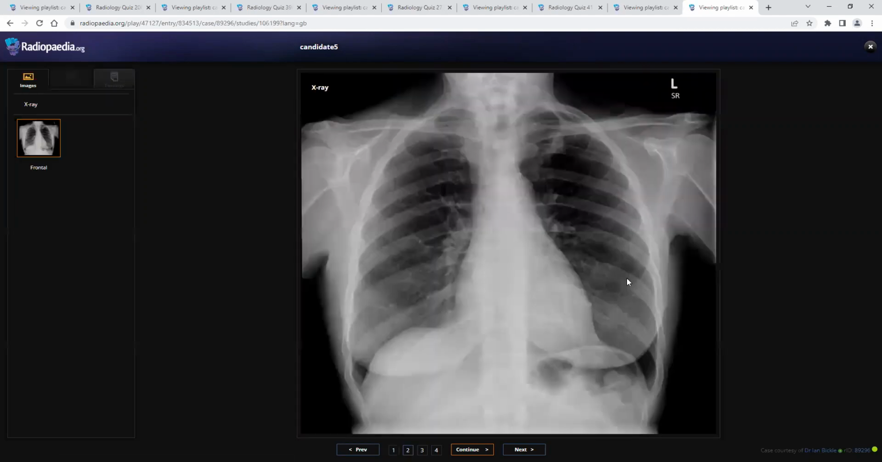Can you see the abnormality now, Ali? Can you see? Okay. Yes, this is the abnormality. This is the carcinoma lung. This is the carcinoma lung.